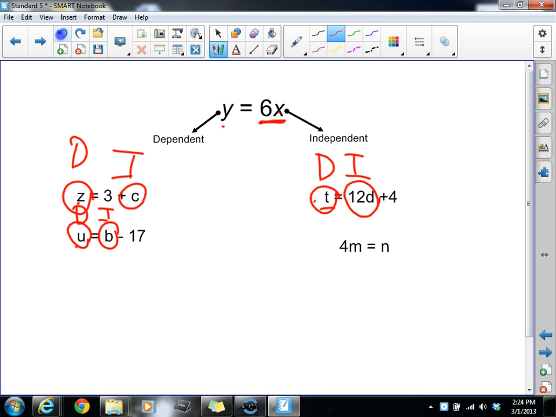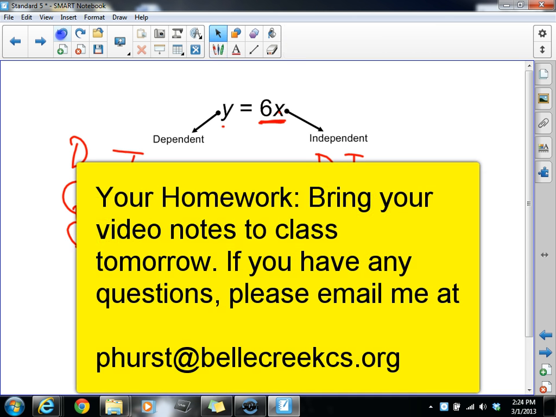And then finally, I kind of switched them around a little bit. 4m equals n. Well, in this case, I need to know m first before I can solve for n, because it equals n. So in this case, m would be the independent variable, and n would be the dependent variable. So it's going to look like that. I know this is brand new information. I know you haven't covered this yet, but it will be on TCAP, so you do need to make sure you understand this information.